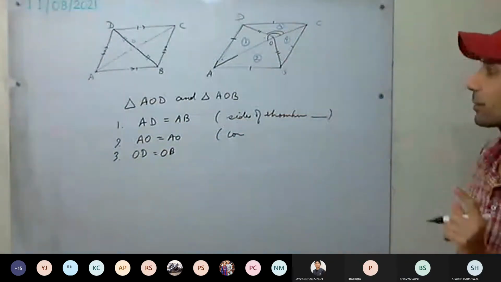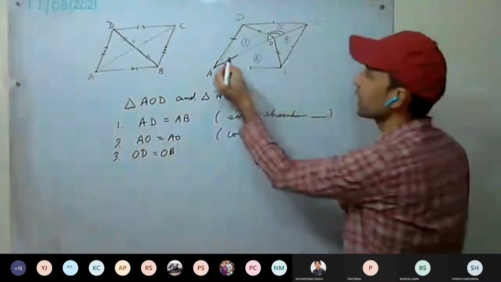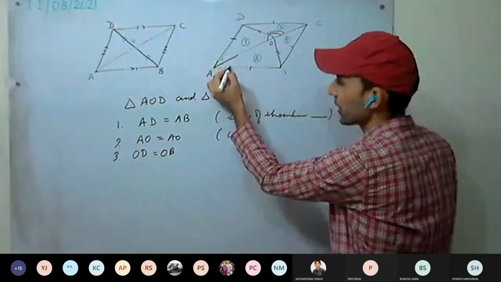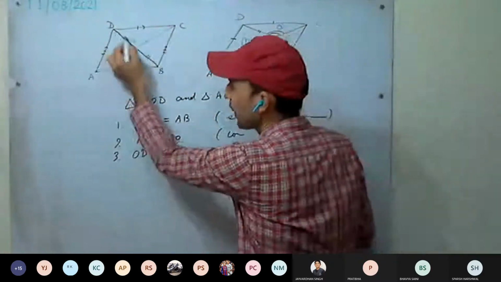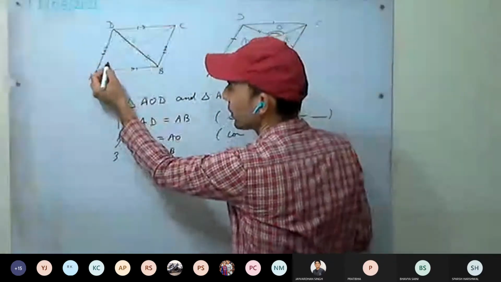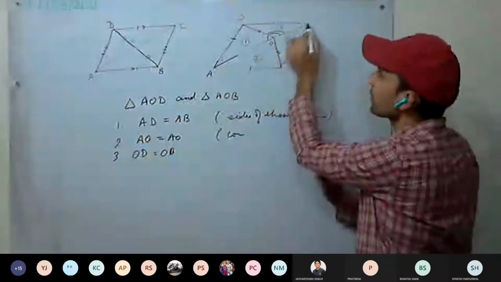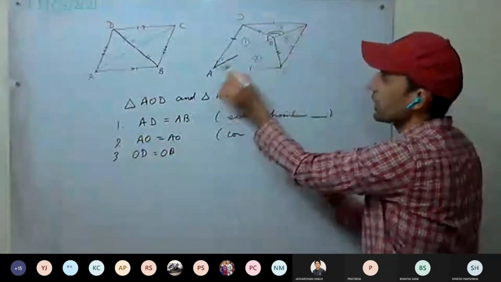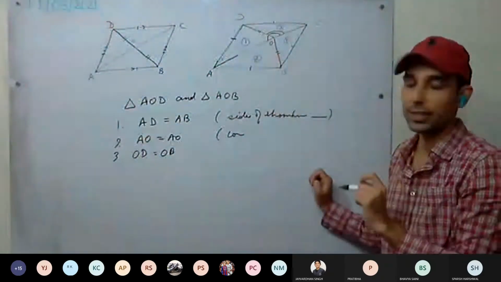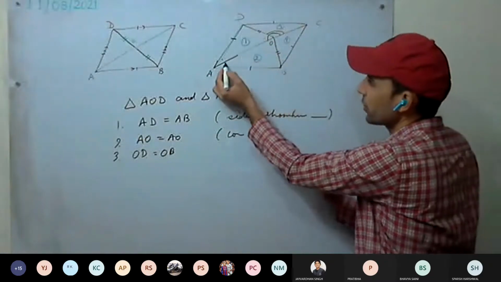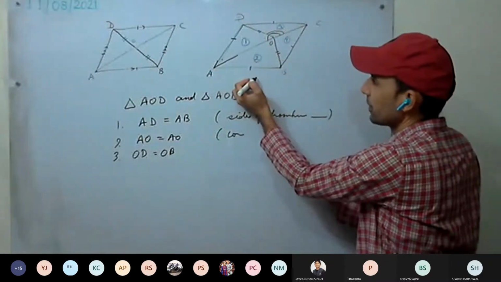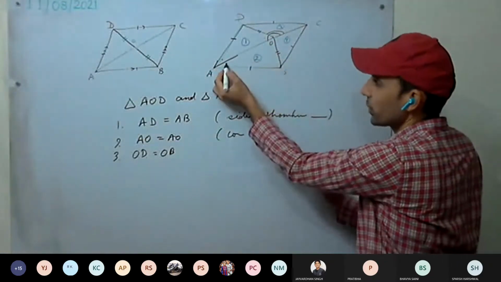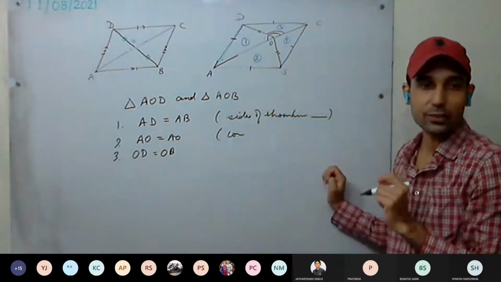See here. You cannot take this angle equal to this angle. In a rhombus, we know diagonals bisect each other, so this angle would be equal to this angle. But here, we haven't proved yet that AOC is a diagonal. Therefore, we cannot take these two angles as equal. Understood this one?